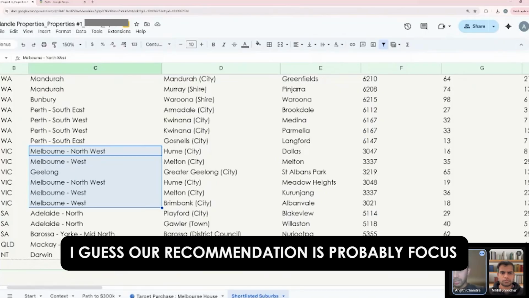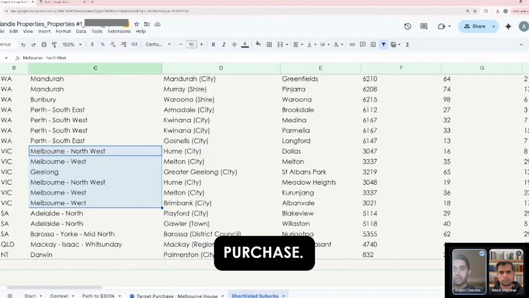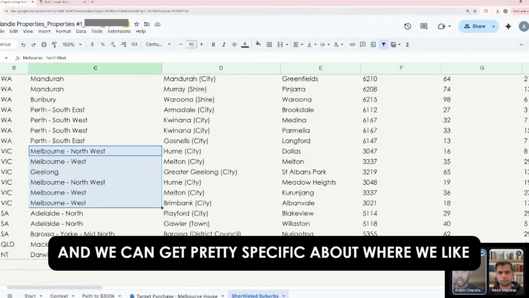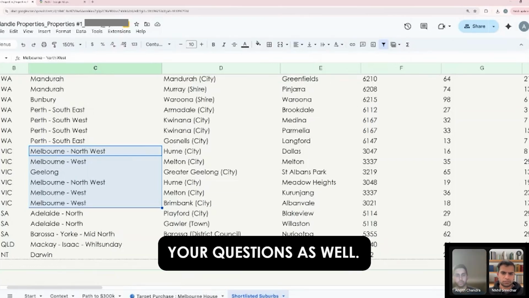I guess our recommendation is probably to focus within the corridors of Melbourne for the first purchase. And we can get pretty specific about where we like within the Melbourne region as well. But yeah, I want to open up the conversation to get your questions as well.